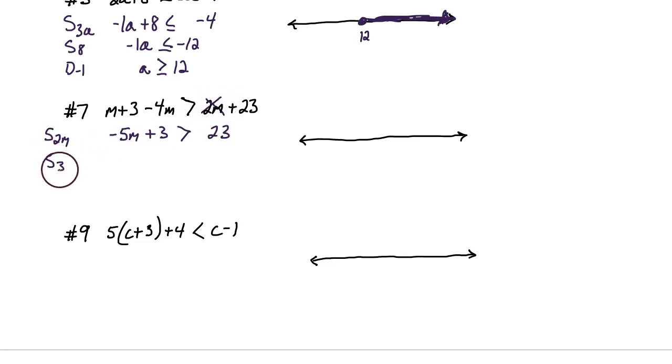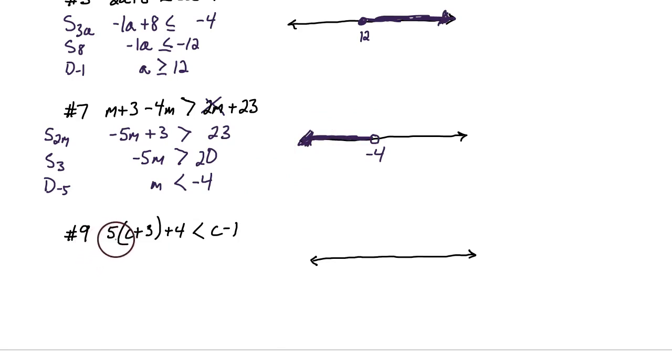Now let's subtract 3 from both sides. To get the negative 5m alone, here's the greater than, and on the right we now have 20. Finally, divide by the negative 5 to get the m alone. When you divide by a negative, switch the arrow. 20 divided by negative 5 is negative 4. To graph that, write negative 4, open circle, and shade the numbers less than negative 4.